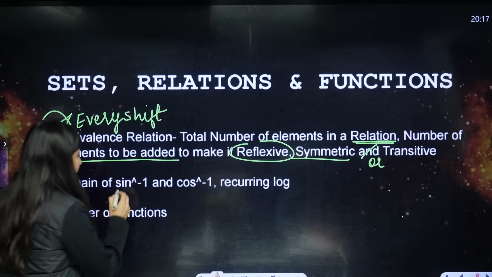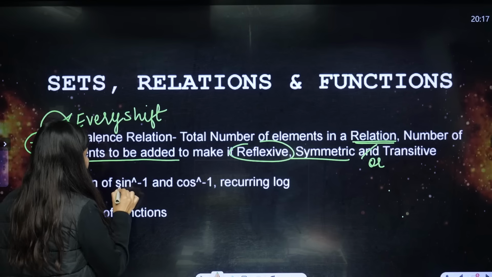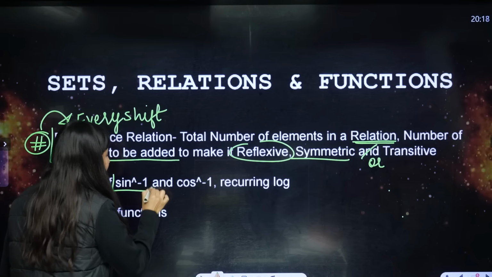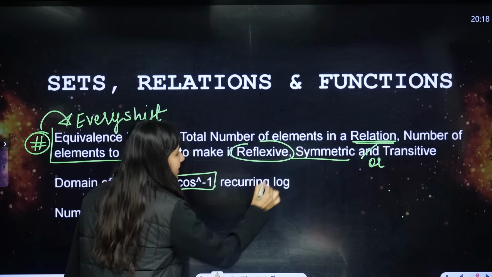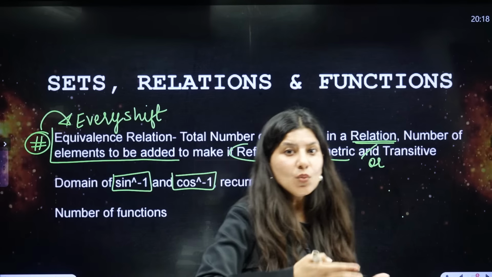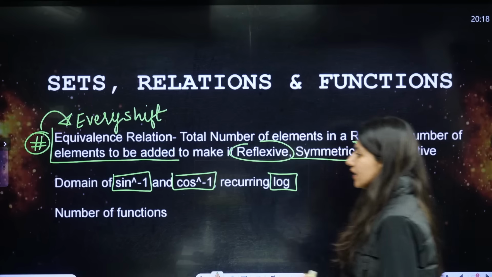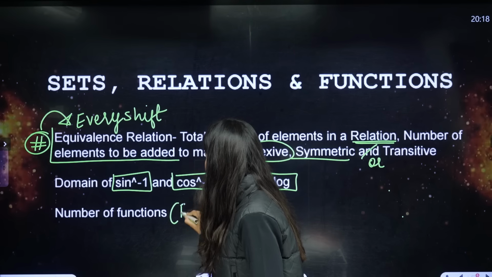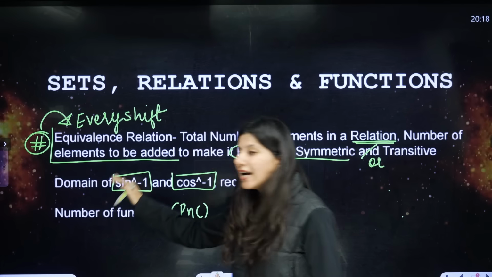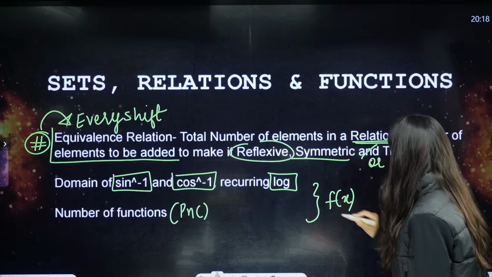Then every alternate shift we are seeing domain of a function involving sine inverse and cos inverse and recurring logarithm. So sine inverse, cos inverse and recurring logarithm type of question, and finding number of questions, PNC based. These are the two categories which you can actually expect in your functions chapter.